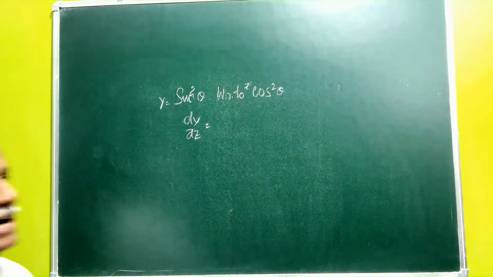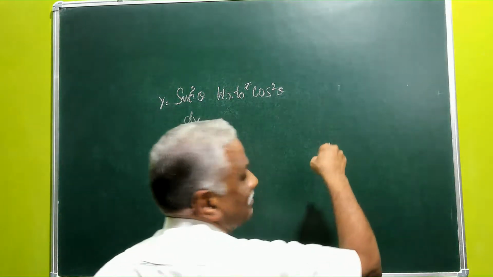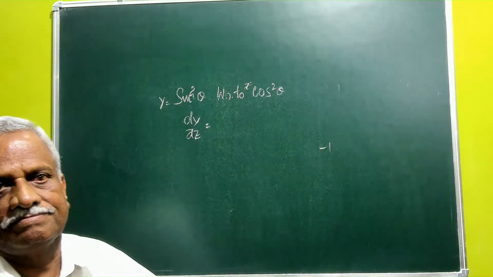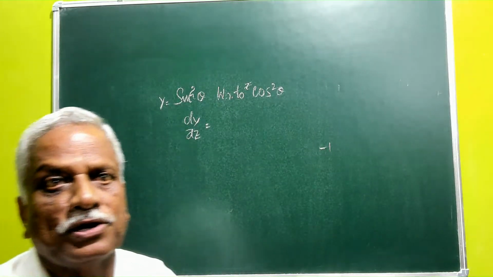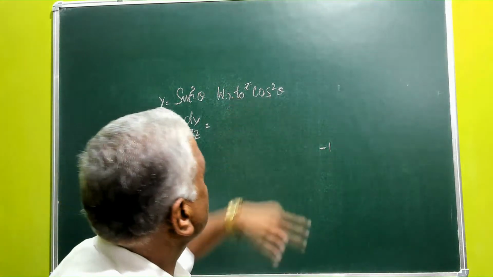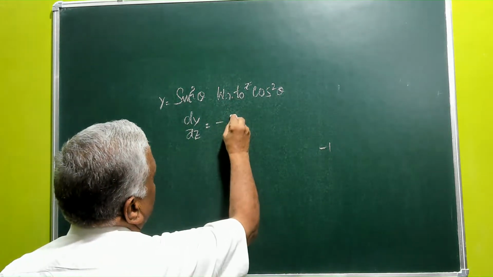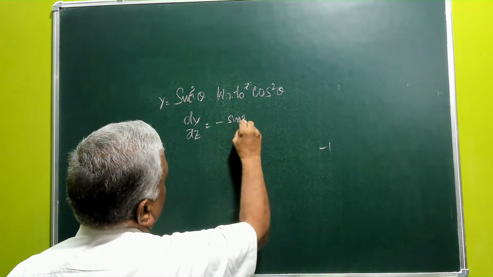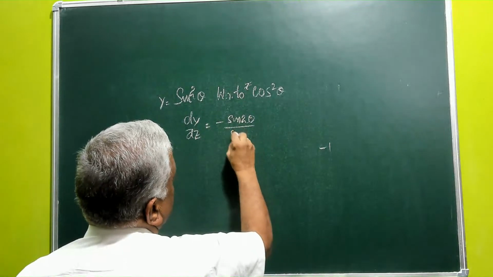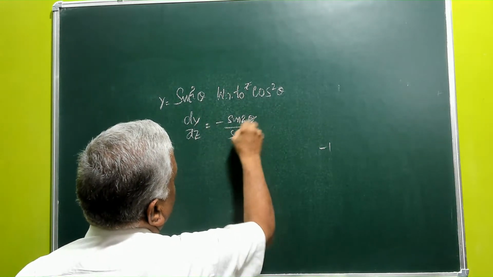If you are good in calculus, you can get the answer minus 1 directly, because yesterday I was talking about this. Derivative of cos square theta is minus sin 2 theta. Derivative of sin square theta is plus sin 2 theta. Both will cancel, giving minus 1.